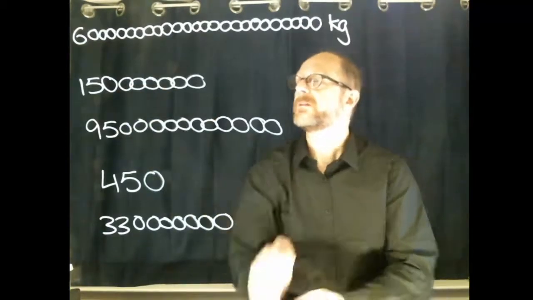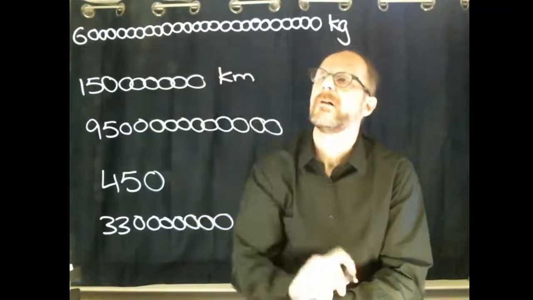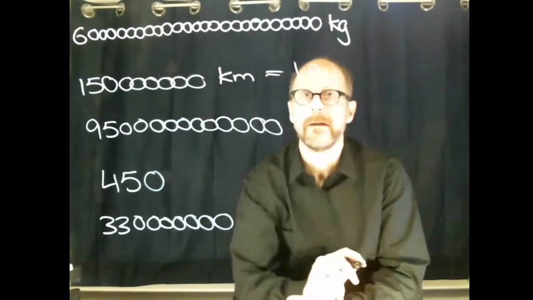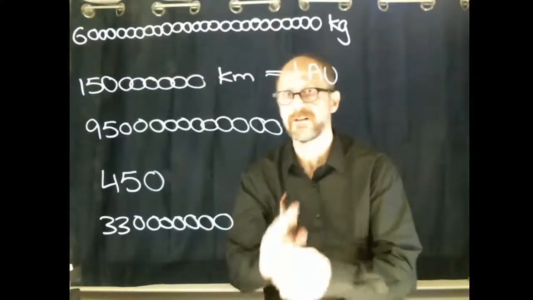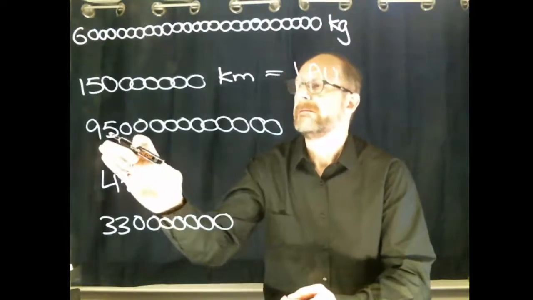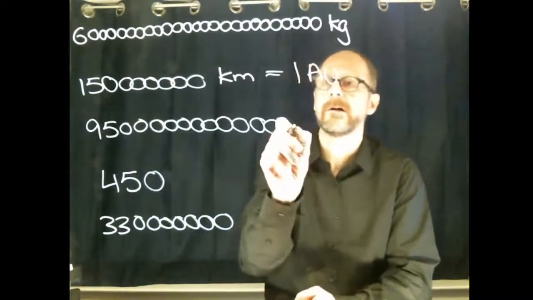This number here is 150 million in kilometers. That is equal to 1 astronomical unit. That's the distance unit that we use within the solar system, the average distance between the Earth and the Sun. If you think that's big, that's small compared to a light year.